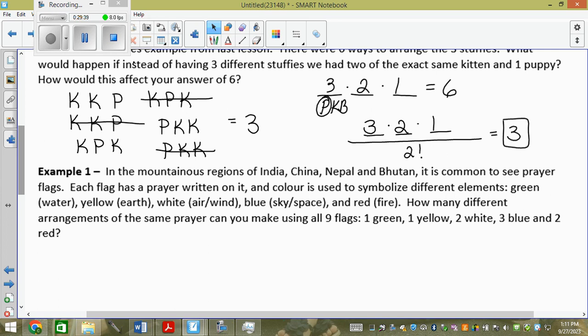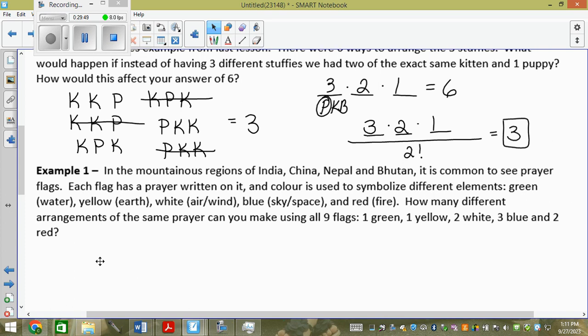So I'm giving you 1 green, 1 yellow, 2 white, 3 blue, and 2 red. So we treat the top as if they're all different. 1, 2, 3, 4, 5, 6, 7, 8, 9. How many flags do I have?